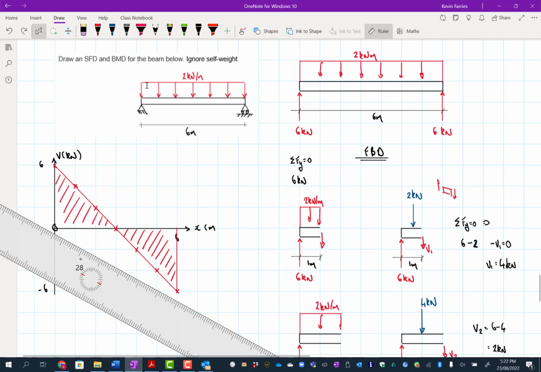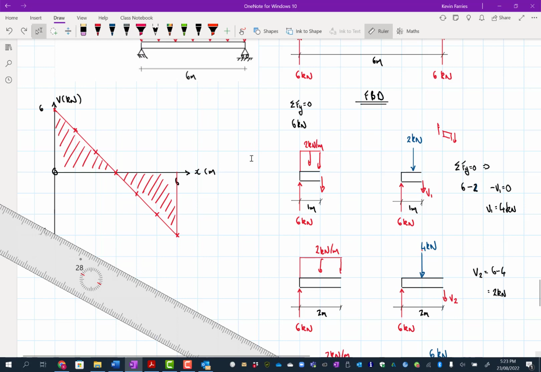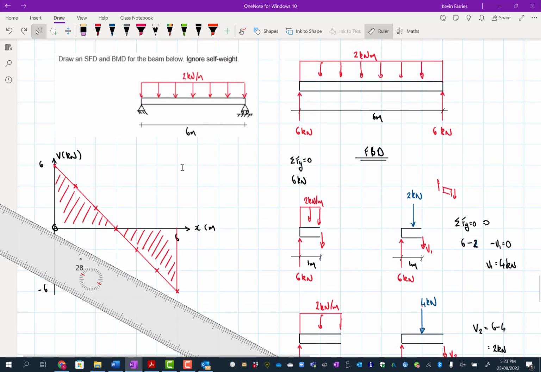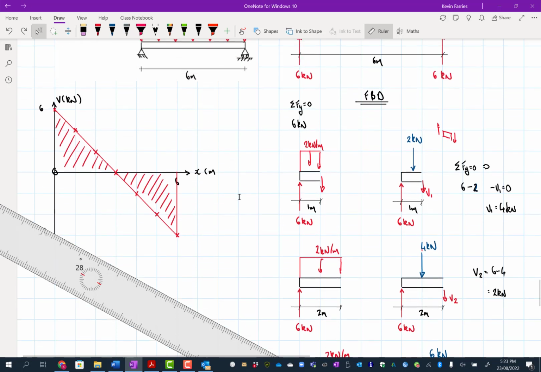So you just think about it in terms of, look, this is 2 kilonewtons per meter downwards, and therefore my shear must drop by 2 kilonewtons for every meter I travel. And because this is all spread out, it ends up being a straight line. And that saves you having to go through all these calculations for the actual section. Yeah, I think that'll do that.